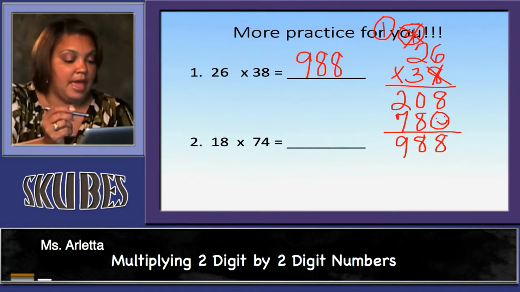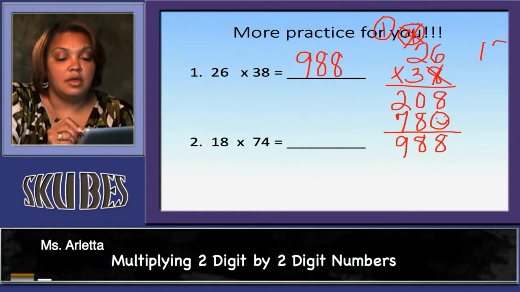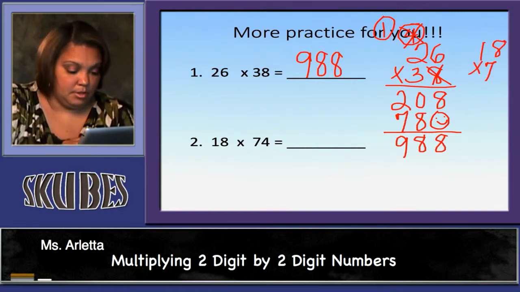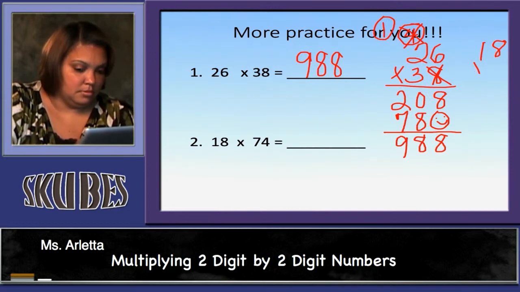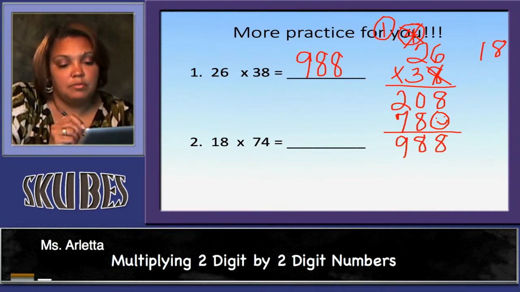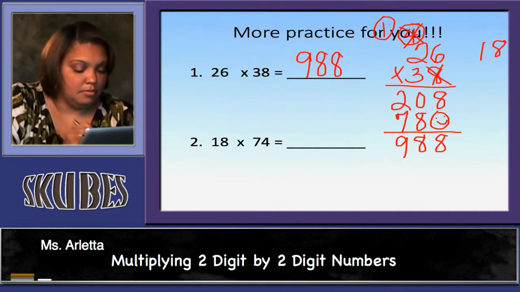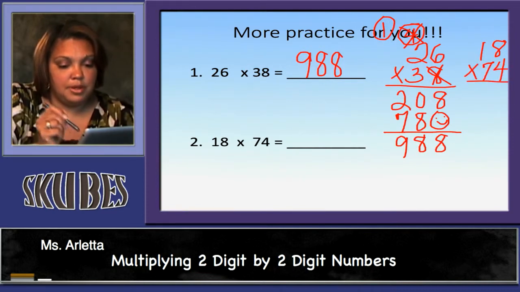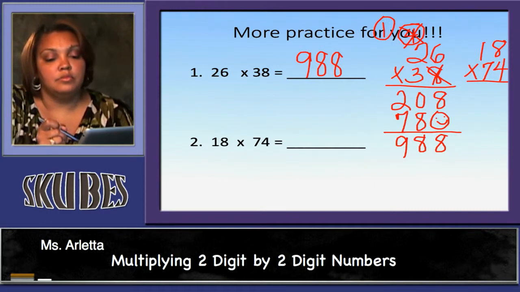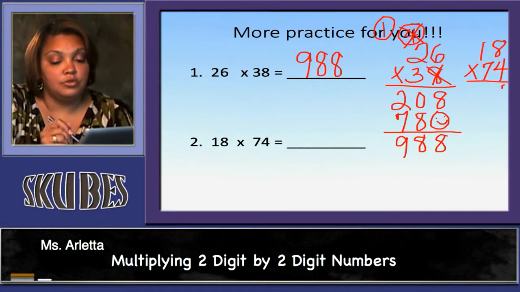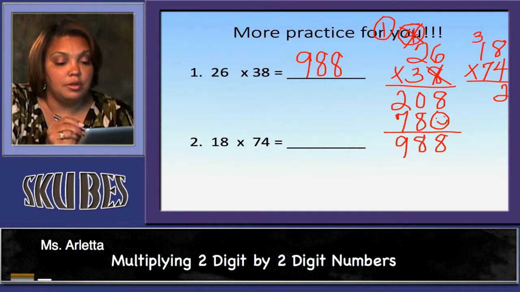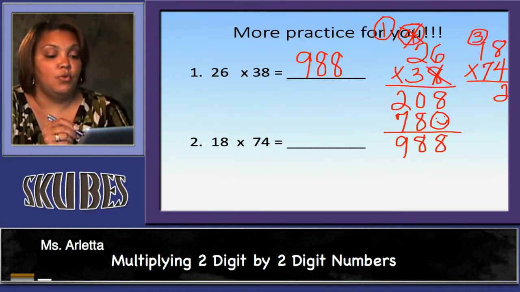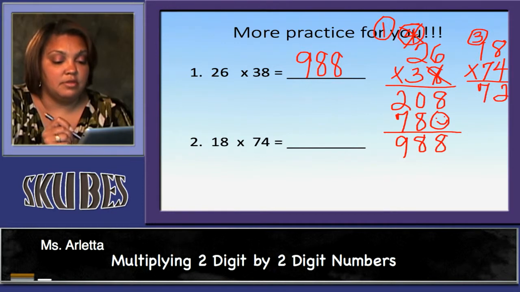Let's try another one. 18 times 74. Let me line that up a little bit. Okay. That's a little bit better. 4 times 8 is 32. Carry my 3. 4 times 1 is 4, plus that 3 makes 7.